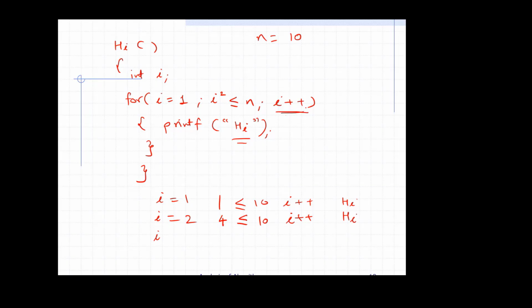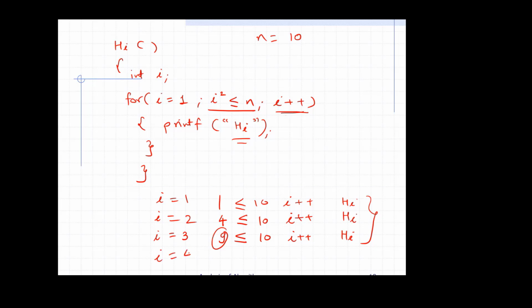I plus plus means i gets incremented by 1. So next time i increments by 1, i becomes 3. We are going to check if 9, because this has to be i square, is less than or equal to 10. If yes, we are going to increment and print "hi".